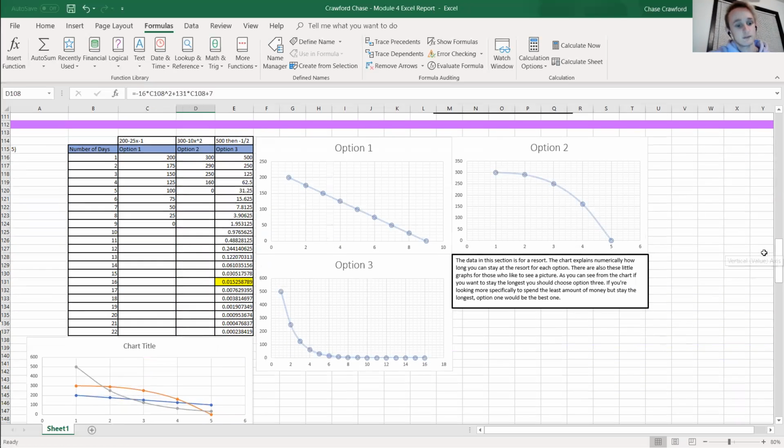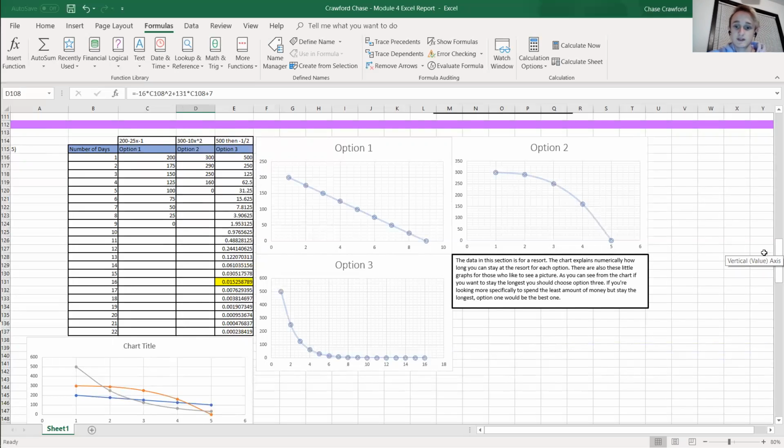Going to number 5. This section is representing a resort. The chart explains numerically how long you can stay at the resort for each option, and there are 3 options. There are also these little graphs for those who like to see a picture rather than a bunch of numbers, because some people get confused over numbers, but if they see it in a graph, then it's easier for them to understand and work with.